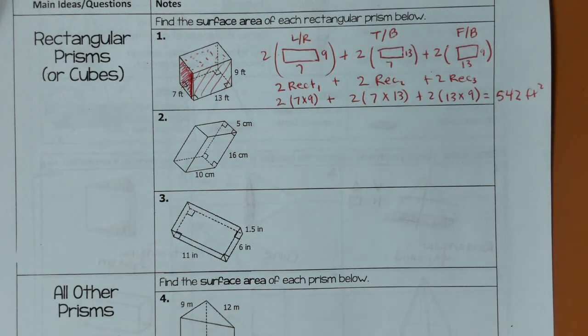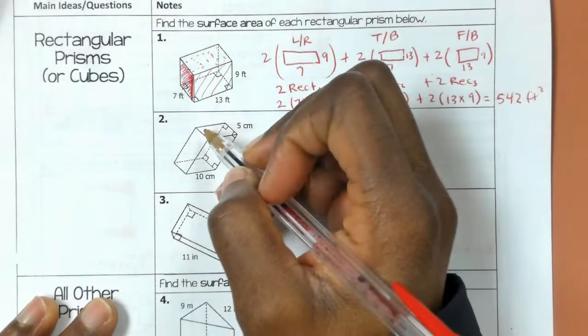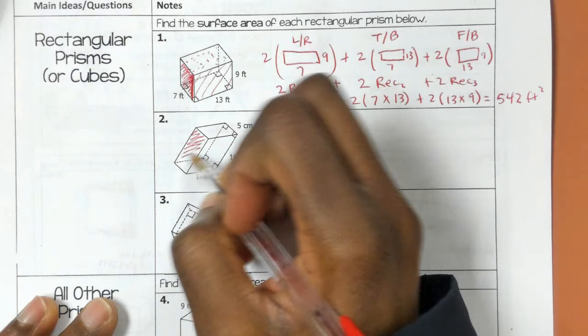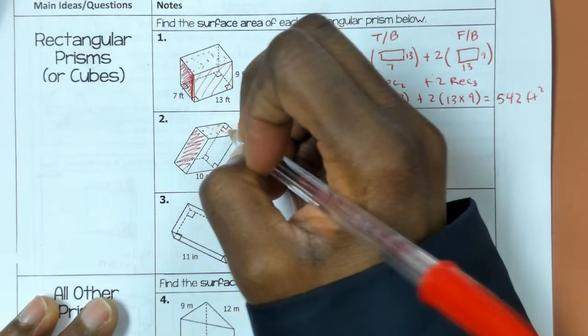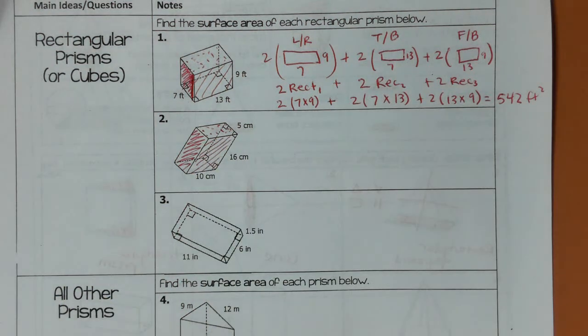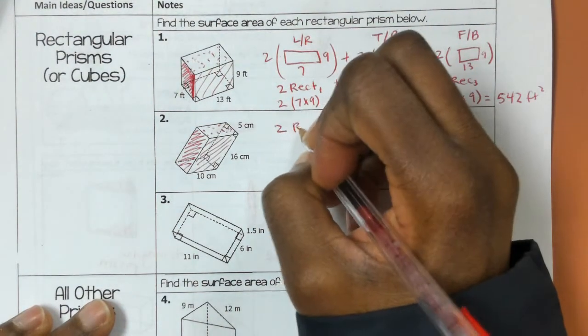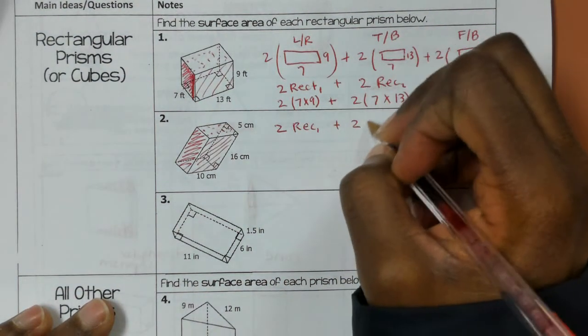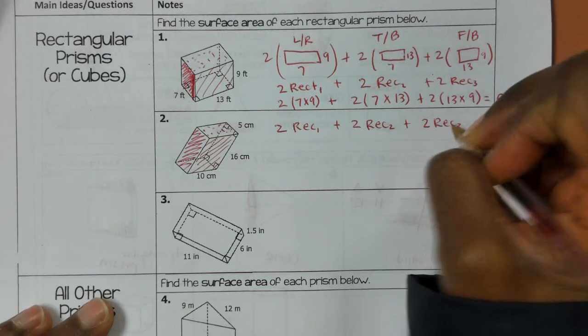Okay, so the rectangular prisms, you're going to have 6 rectangles. So on this one, you'd have the left and right rectangle. You need to figure out the dimensions of that. Then you'd have the top and the bottom rectangle, dimensions of that, and then the front and the back rectangles. So you get the dimensions of 3 different rectangles. And I'm going to draw it separately this time. So rectangle 1 plus 2 of rectangle 2 plus 2 of rectangle 3.